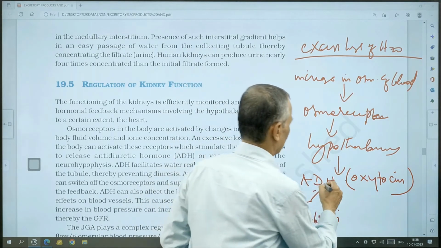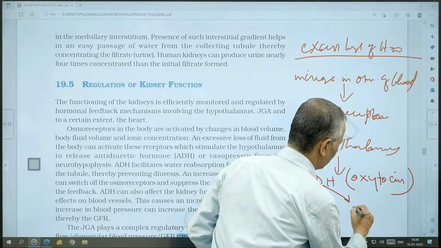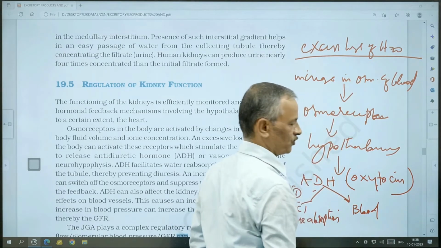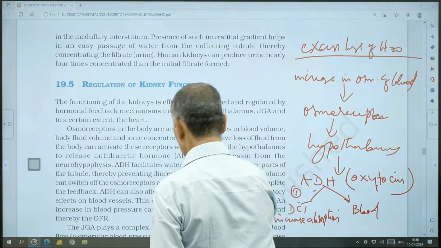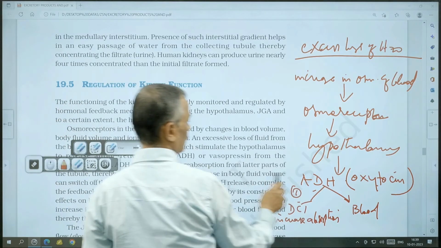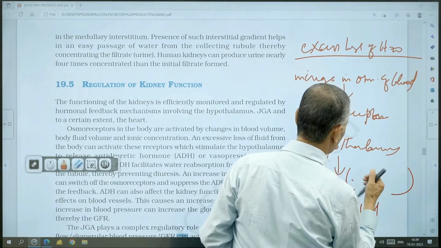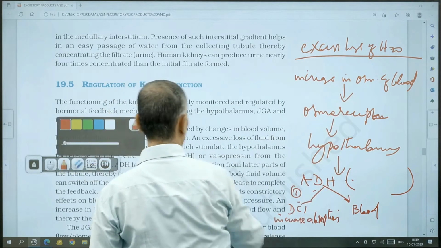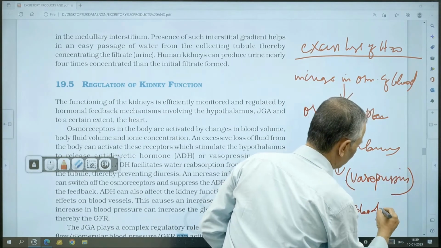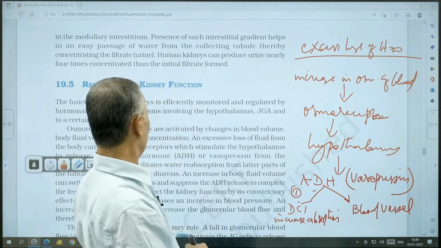Second one, this directly acts on the walls of the blood vessels. That's why it is called oxytocin. Sorry, it is vasopressin. There's a correction, please. ADH is called vasopressin because it is pressing on the blood vessels so that blood pressure increases.